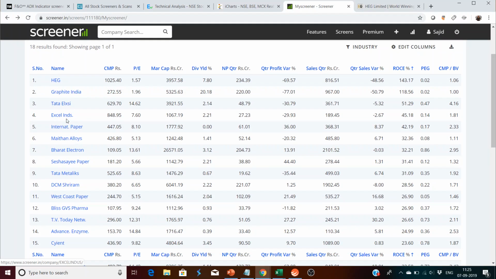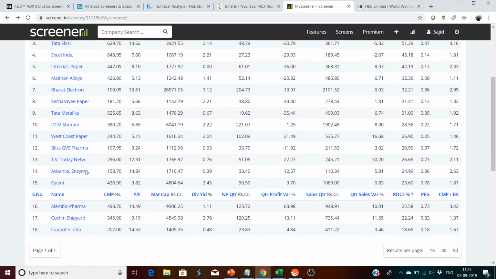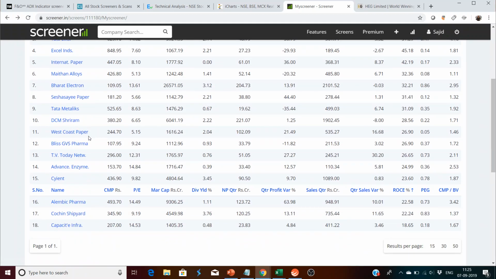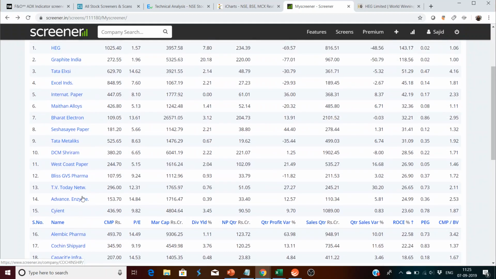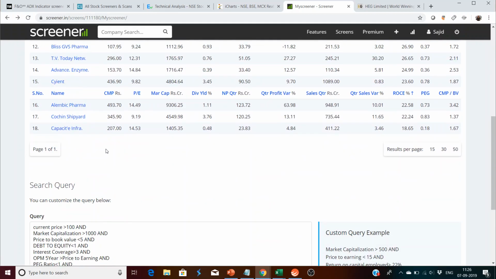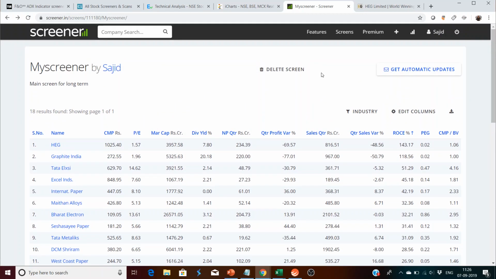Tata Elxsi, Excel Industries, International Paper, Mithun Alloys, Bharat Electronics, Seshasayee Papers, Tata Metaliks, DCM Shriram, West Coast Paper, GVK Pharma, TV Today Network. Surprising, TV Today is also falling in this. Cochin Shipyard is a very good company by fundamentals. So all these 18 companies are really good on fundamentals. You can do your analysis on this and search your stocks like this and then take it forward.